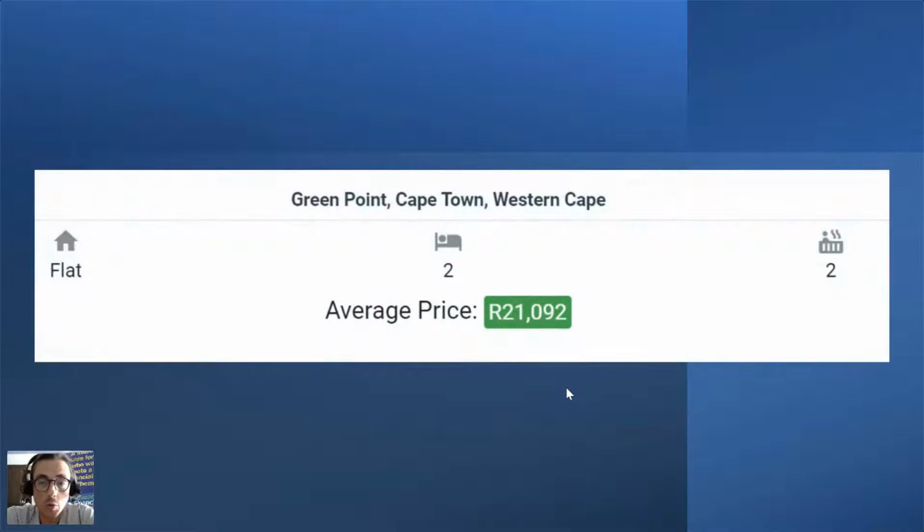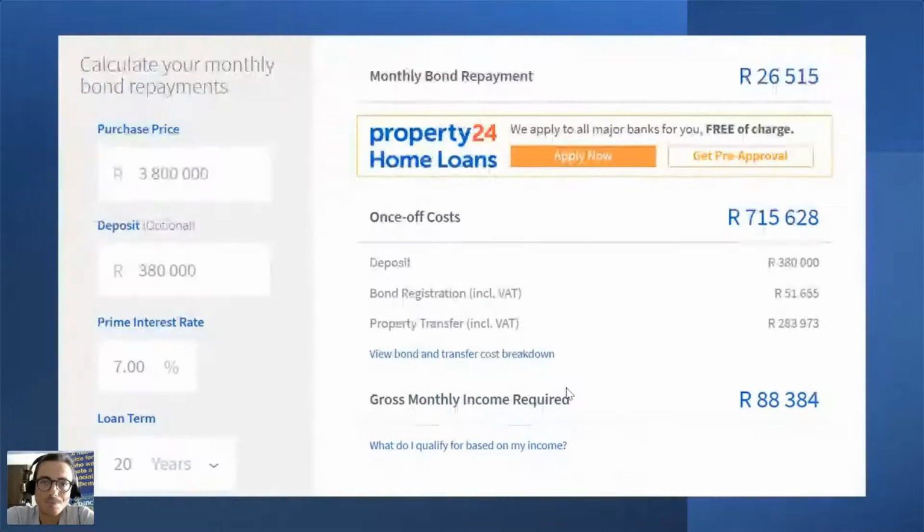So I use this tool called Pocket Let. It tells me that your average 2-bedroom, 2-bathroom property is probably going to generate about 21,000. Now maybe this property is in such good condition it might generate a bit more, it might generate a bit less, but let's assume that that's the average rental price.